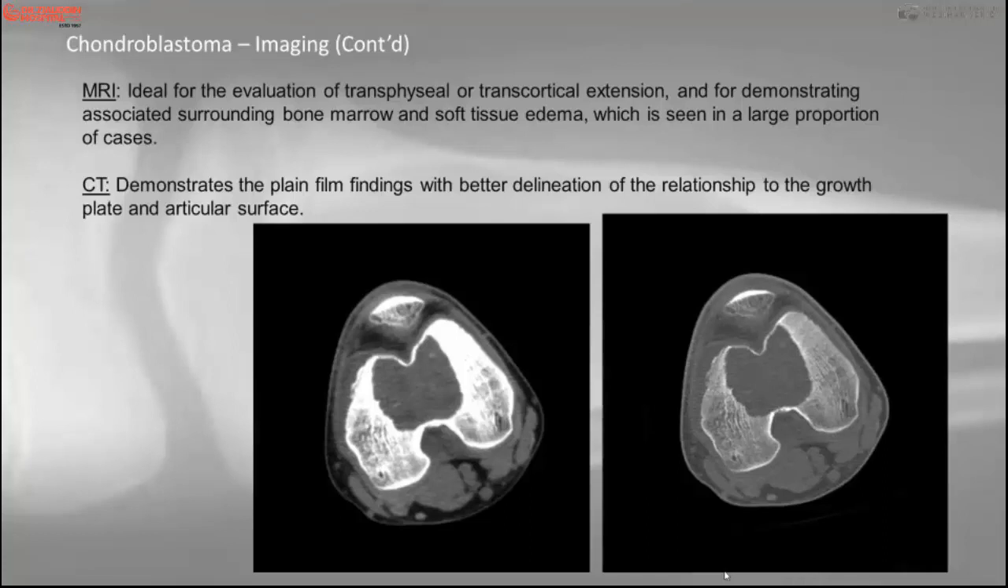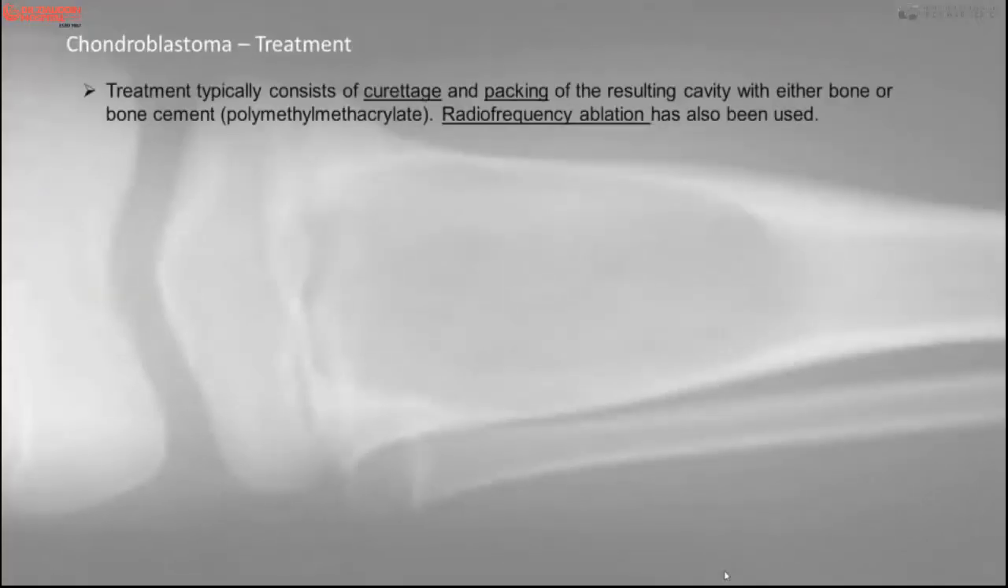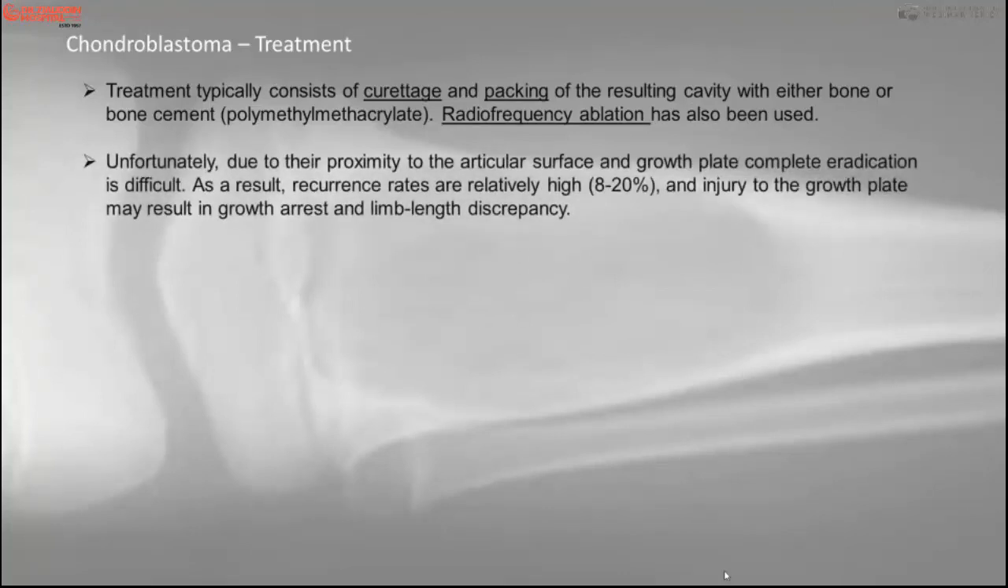Whenever they are taken out, they end up with some residue and they do have some damage to the growth plate. Treatment usually consists of curettage and packing with bone cement or bone graft. And radiofrequency ablation can also be used for inaccessible areas. As I told you, unfortunately, due to its proximity to the epiphysis, complete eradication is difficult. As a result, the recurrence rate is very high, around 20%, and injury to the growth plate may result in growth arrest.